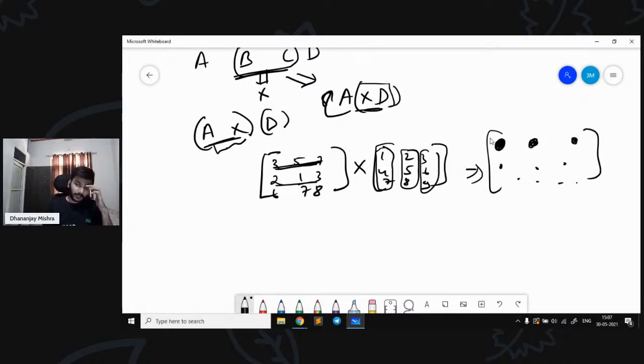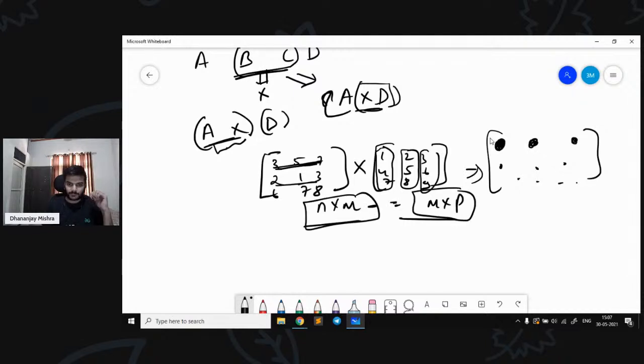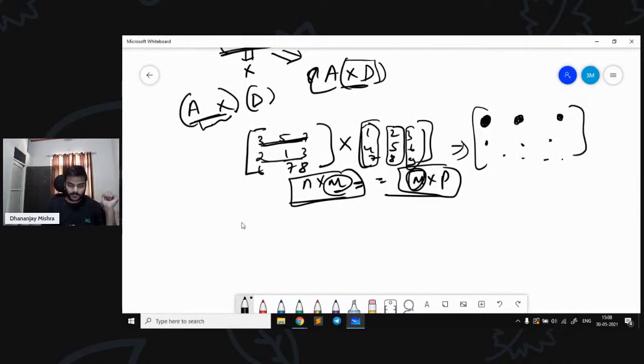So the cost of multiplication is, I hope you're getting that. If you have dimensions n cross m and here m cross p, one more thing you have to note is that you can only multiply the matrices if the column number of the first matrix is equal to the row number of the second. That's why I've written n m and m p here. Then only you can do multiplication. So keeping that in mind, the cost will come out to be n cross m cross p.